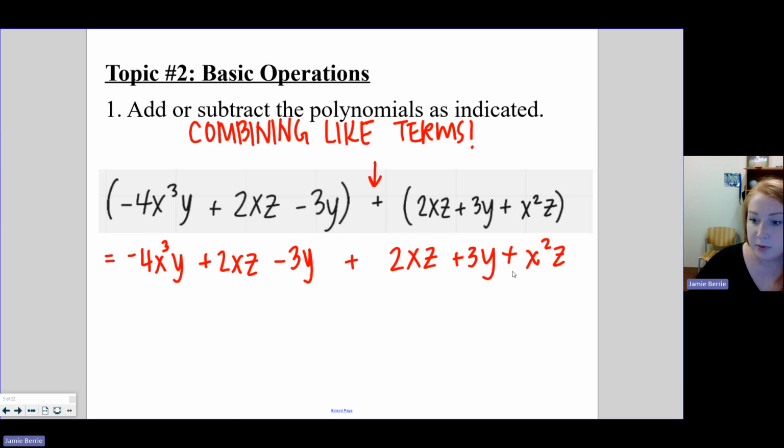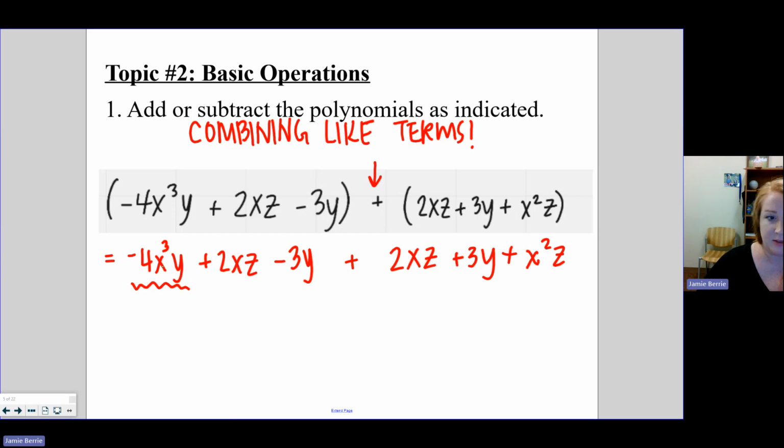All right, so we've dropped the parentheses and now we just need to go through and match up our like terms. So first thing we're going to look for is, does negative 4x cubed y have a like term? So what do y'all think? Do y'all see any like terms here for that one?